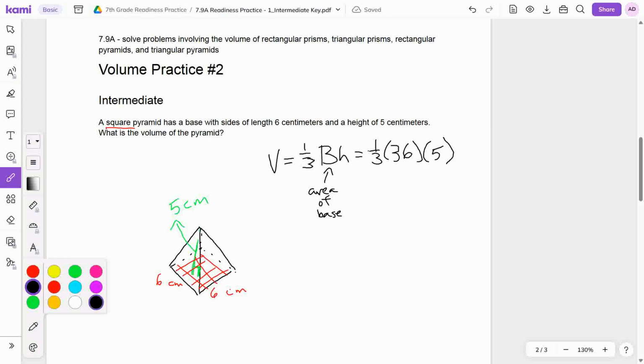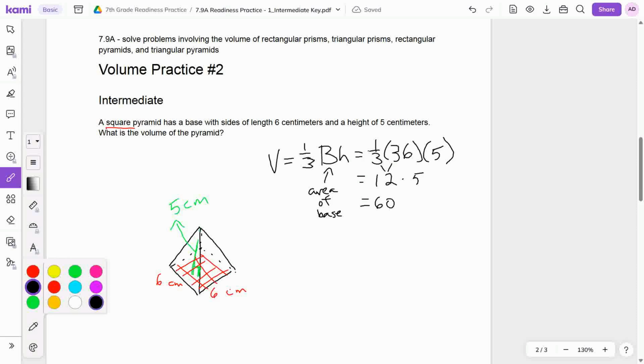All right, so we could, if we wanted to, multiply 36 times 5 and take 1/3 of that, but I'm going to go ahead and do this 1/3 times 36, because that's the same as 36 divided by 3. And so that is going to be 12. So those two combine into 12 times 5. So I'm going to get 60.